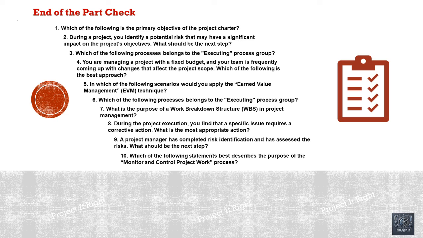Let's review the key points covered in this part. We discussed the primary objective of the project charter, steps to take when identifying potential risks, processes in the executing process group, managing scope changes, applying earned value management, addressing stakeholder concerns, the purpose of a work breakdown structure, appropriate corrective actions, planning risk responses, and the Monitor and Control Project Work Process.